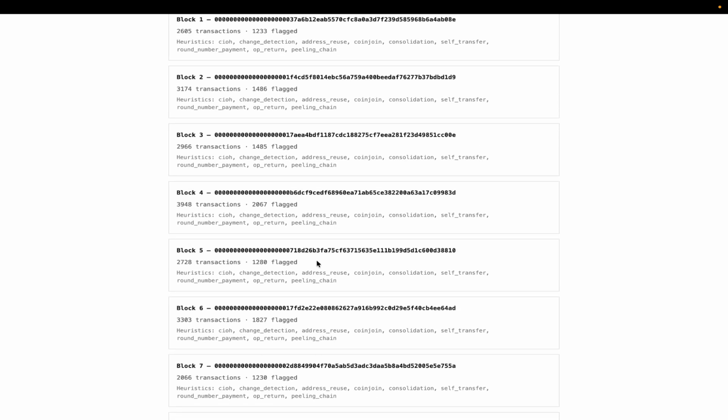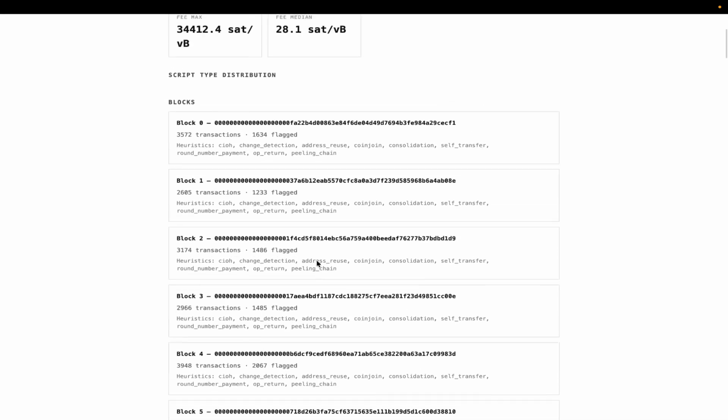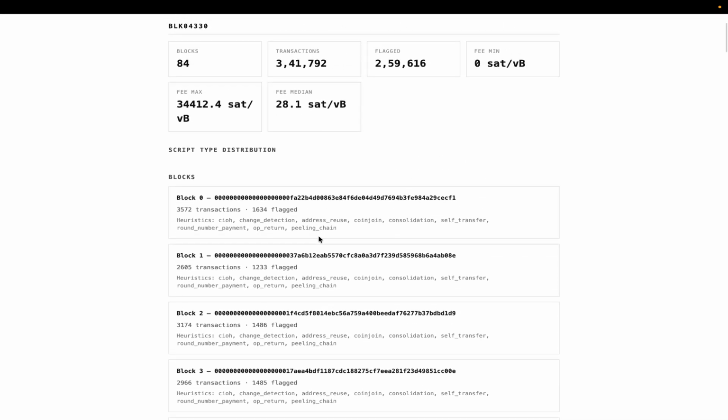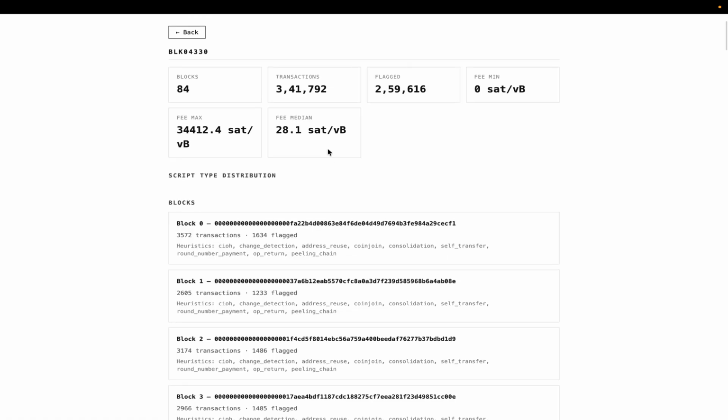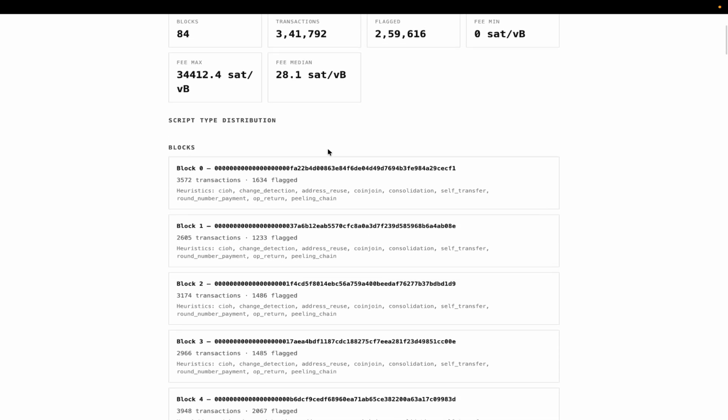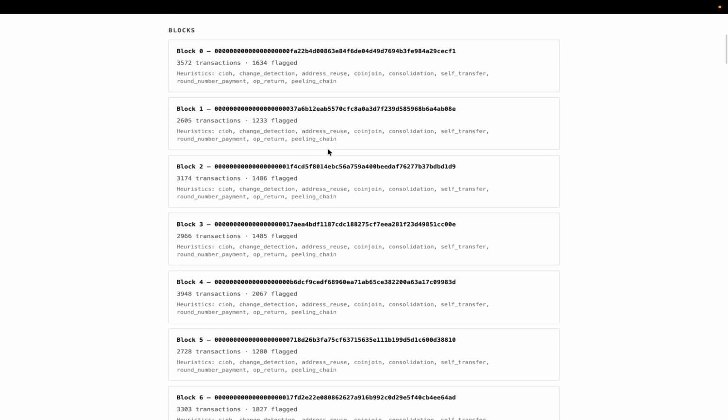Now, one heuristic I'll highlight is consolidation detection. For example, this transaction over here has 36 inputs and just one output. This is a classic consolidation, a wallet combining its small UTXOs into one. Both CIOH and consolidation triggered on this one.